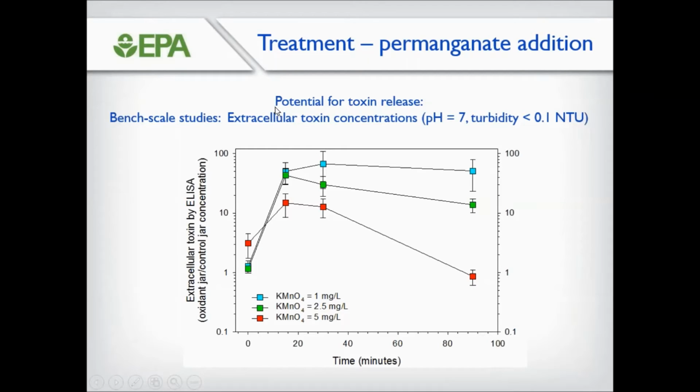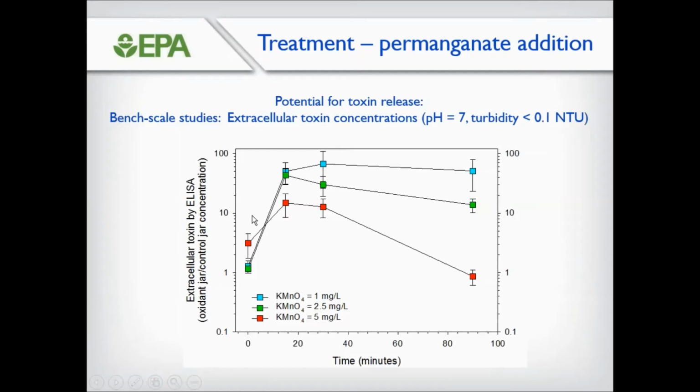And what we wanted to point out here is results from some studies that we did in our labs to look at the potential for toxin release when cells are exposed to permanganate. On this graph, we exposed cells to permanganate at 3 different concentrations, 1, 2.5, and 5 milligrams per liter. And then we looked at the release of extracellular toxin. We compared that toxin release to what was going on in the control jar where no oxidant was applied.